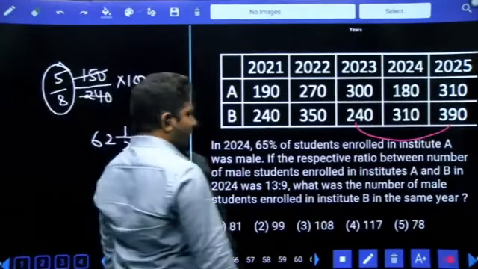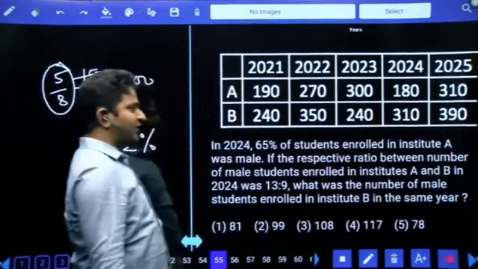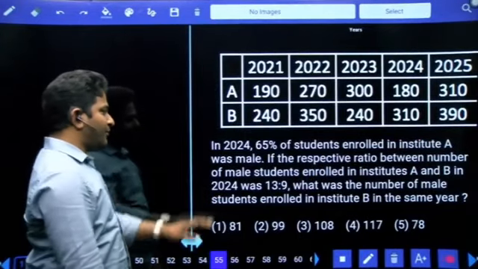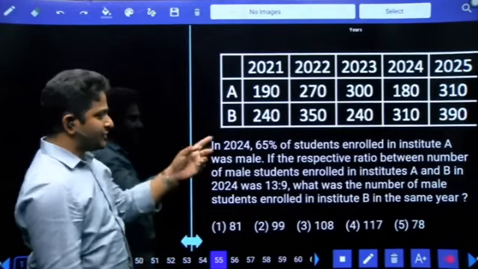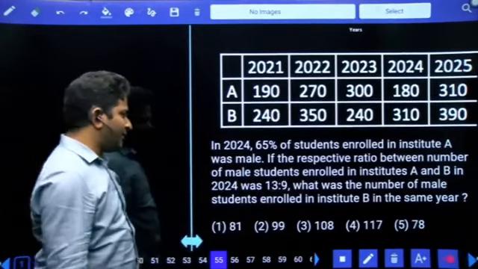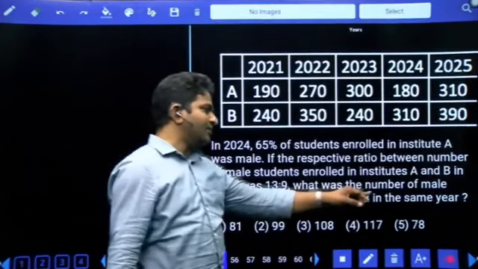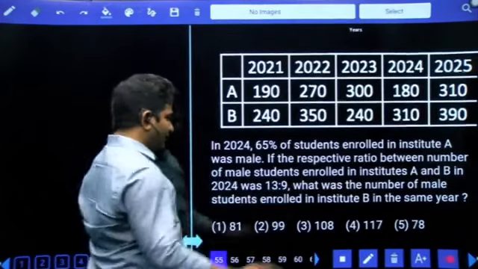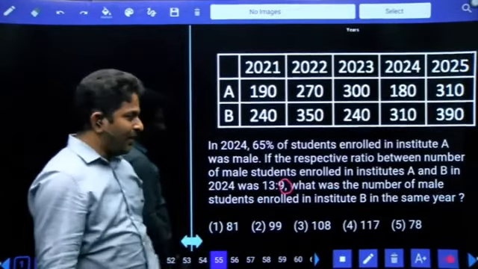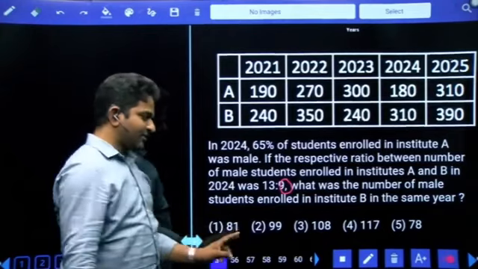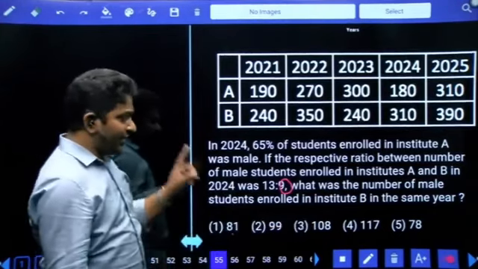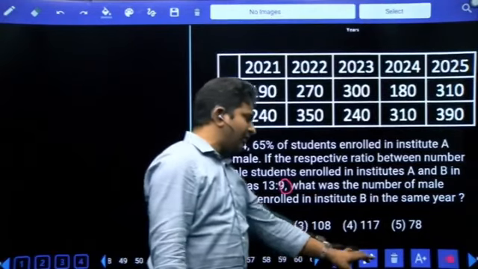In 2024, 65% of the students enrolled in Institute A were male. If the respective ratio between number of male students enrolled in Institute A and B was 13:9, what was the number of male students enrolled in Institute B in the same year? First of all, in Institute B, we have 9 parts. 9 parts should be a 9 multiple. First option, second, third, fourth. 4 options are there. If there is only one 9 multiple, you don't have to solve the question at all.